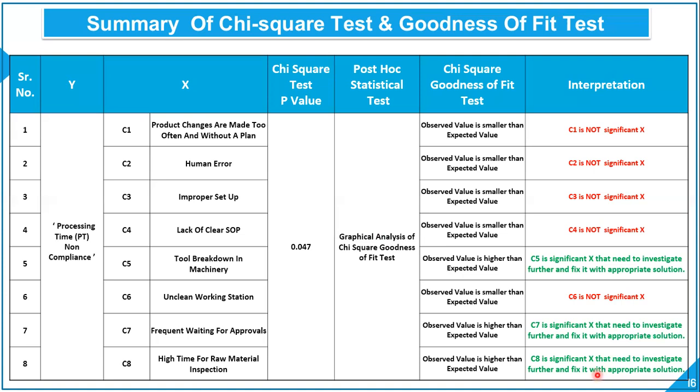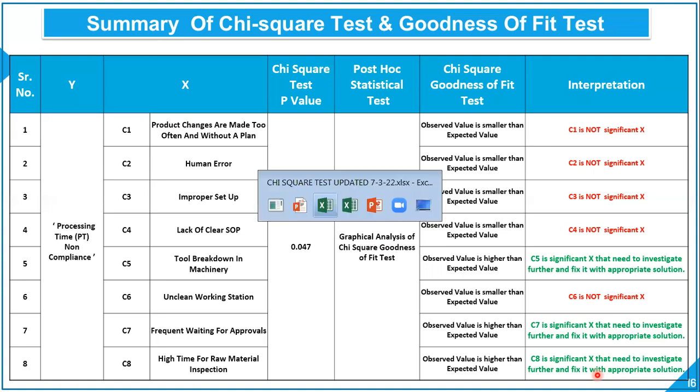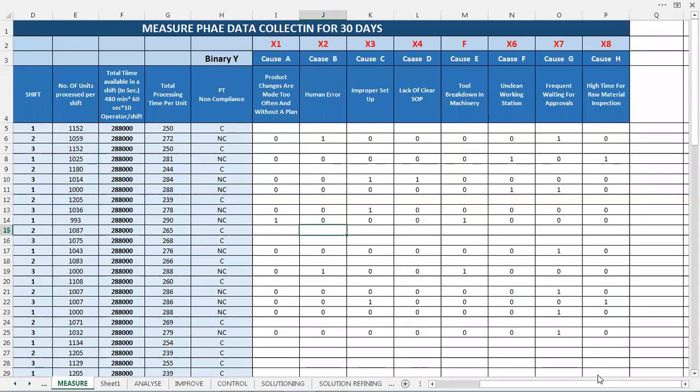So now let's take an example. We had that measure phase data. Let's take the same data and do it live together. So let me go to Excel. So chi-square, right? This is the data we had, which we have already shown in a few of the slides. This is the measure phase data which we collected for 30 days.